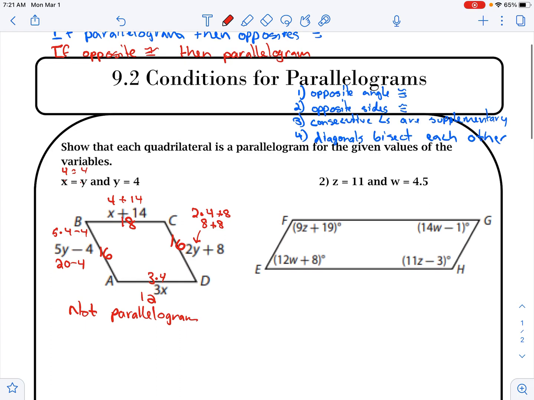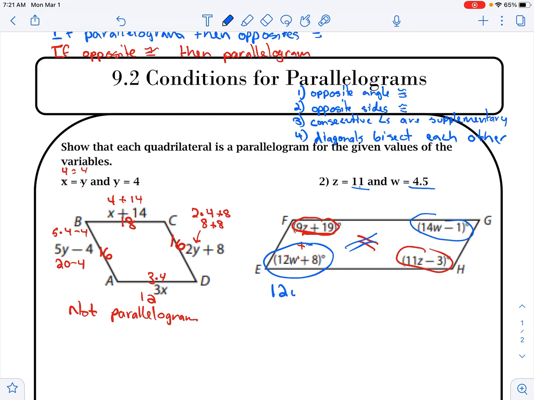Okay, so we can do the same thing for this one. We could say, hey, this angle needs to equal this angle. We could do it that way. We could also say that this angle and this angle are supplementary, so they need to add to 180. But I'd be adding 2 different variables, z plus w, so I don't want to do that one. So I could just say those 2 need to be congruent, and these 2 need to be congruent. And it works out, I have w equal w. I could plug in 4.5 and 11, but I want to show you a different way.